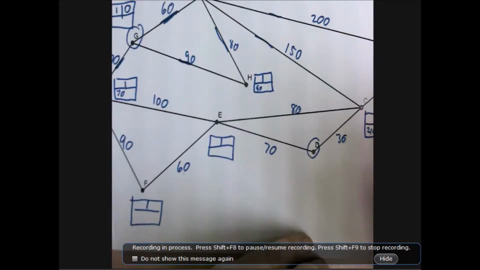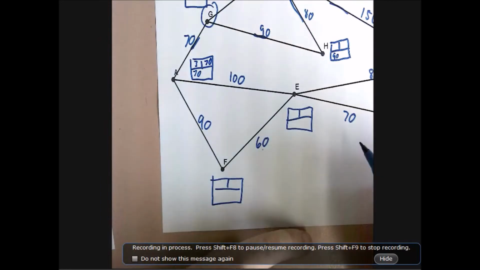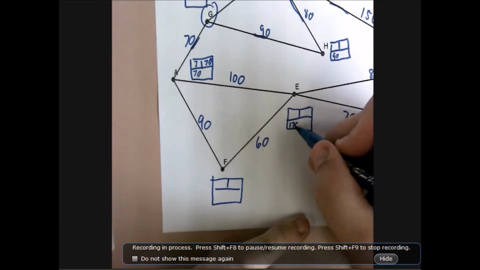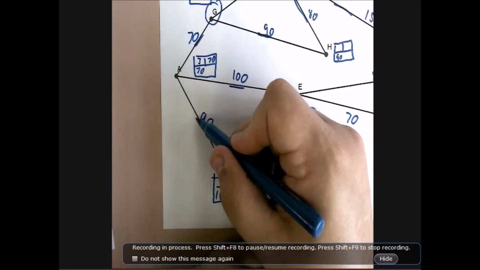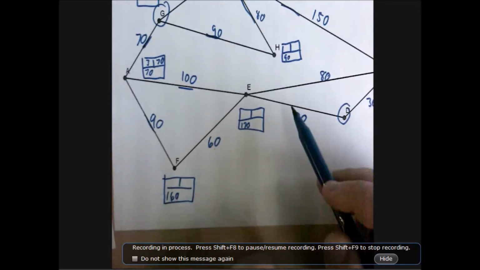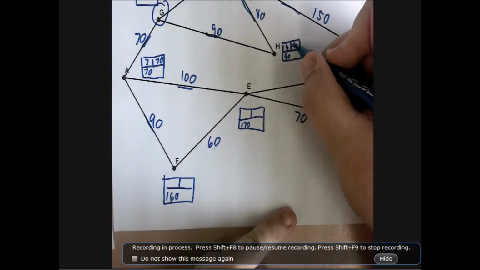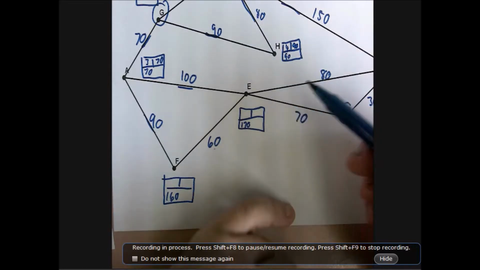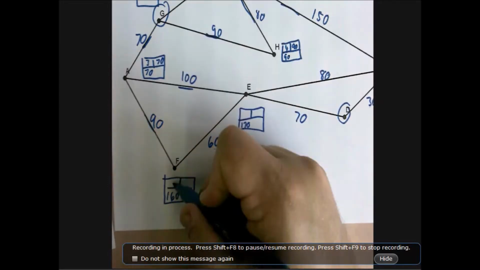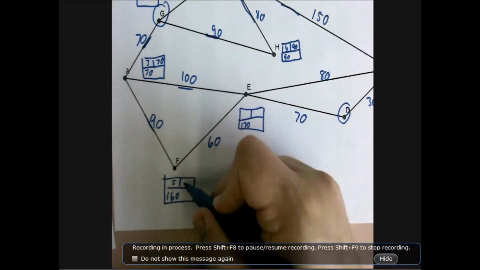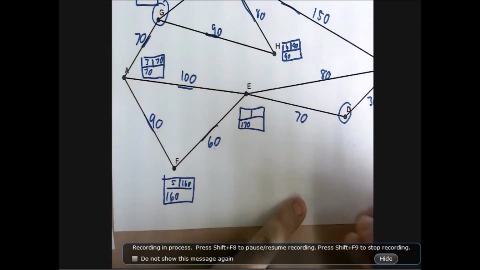Our next shortest option is A, so that'll be stop 3. 70 plus 100 makes 170. 70 plus 90, 160. That's all the lines leading from A complete. Our next stop will be 90, so that'll be H, and that'll be stop 4, final distance of 90. Nothing to improve on from H, so that's finished. Our next stop will be F. 160 plus 60 doesn't improve on 170, so we're finished with F.